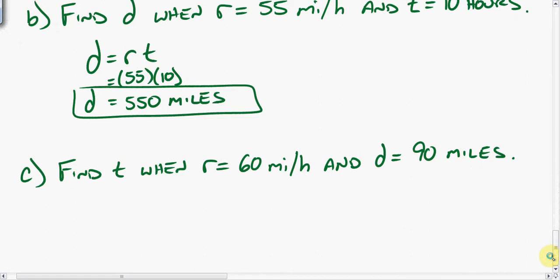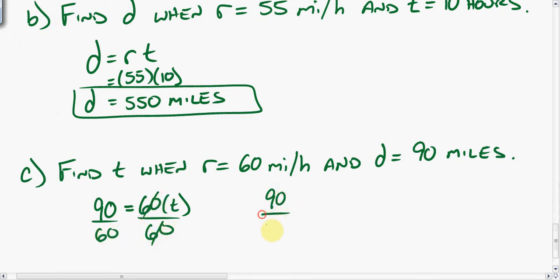And lastly, it says find t when r equals 60 miles per hour and d equals 90 miles. So I'm going to substitute 90 for d. R is 60. And then I'm trying to find t. So I'm going to divide both sides by 60. The 60s cancel. I get 90 over 60 equals t, which simplifies to 1.5. So t equals 1.5 hours.